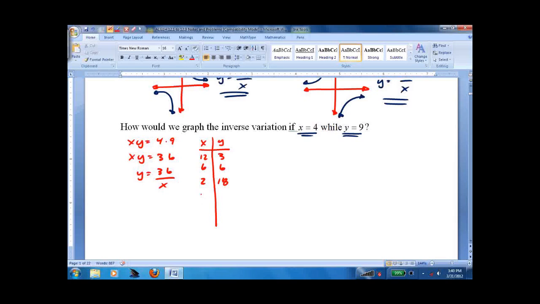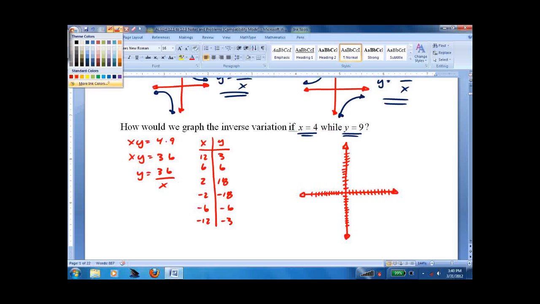And now the nice thing is the negatives just go the other way. And I'm probably not doing this the most precise way, but it doesn't matter. We're just going to throw up some points and see what we get. Now we'll see the relationship we just talked about. So if I put in 12, I get out 3. If I put in 6, I get out 6. If I put in 2, get out 18, somewhere up there.